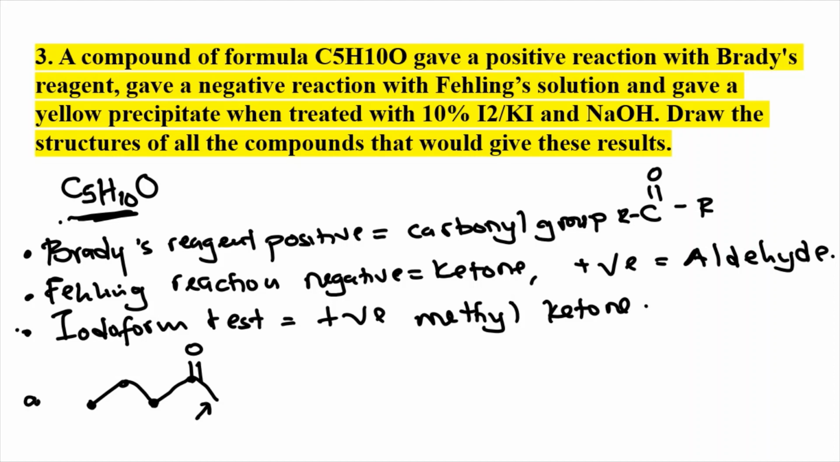So this is a possible structure. Second one, it could be this. 1, 2, 3, 4. Could be this. We know it is a ketone and it has a terminal methyl there. So these are the 2 possible structures that can exist. So these are the 2 possible structures for this question.